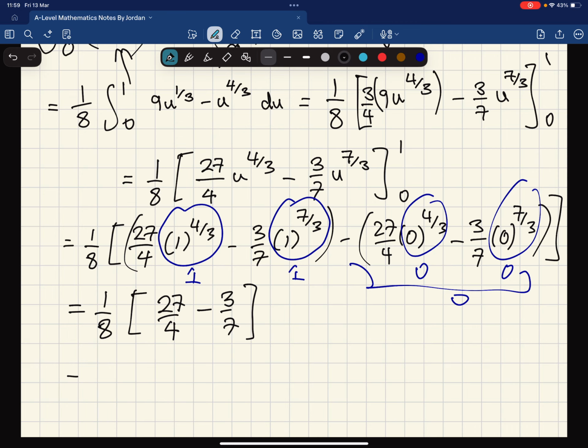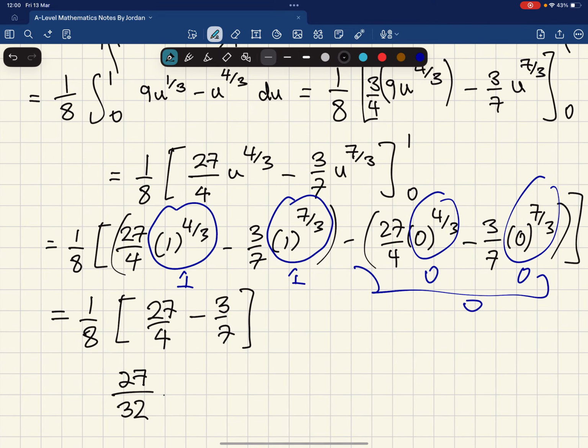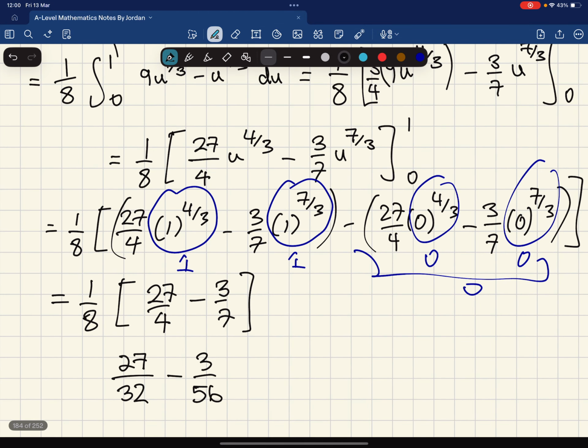Actually, what I'm going to do, rather than leaving that there again, let's just times the 8 by the denominators here. So we have 27, 4 times by 8. Okay, and then we have minus 3, and then 7 times 8 being 56. All you would then do is just compute that final part, and what you should find is it gives you 177/224.